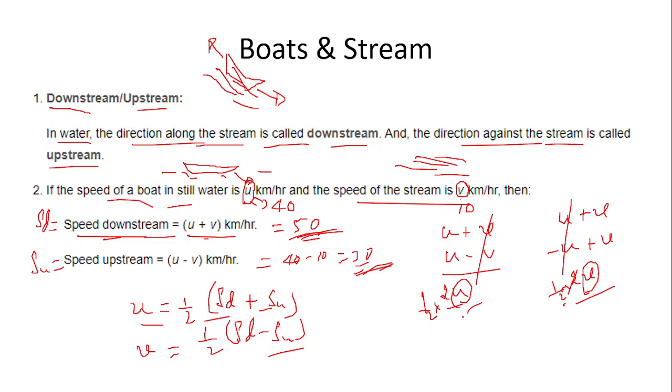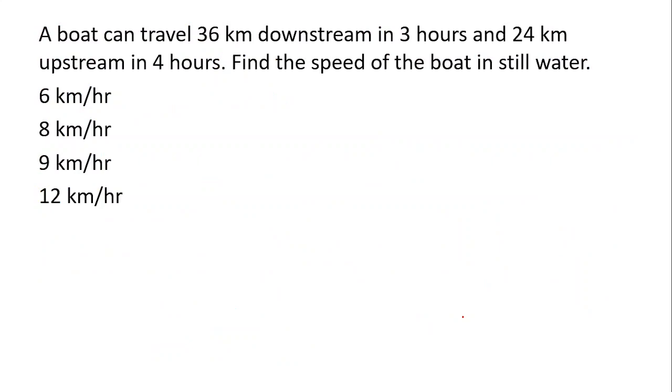With this understanding, let us solve some questions. Here comes the first one. A boat can travel 36 kilometers downstream in 3 hours and 24 kilometers upstream in 4 hours. Directly they have not given speed. So we'll use this formula: speed is equal to distance by time.